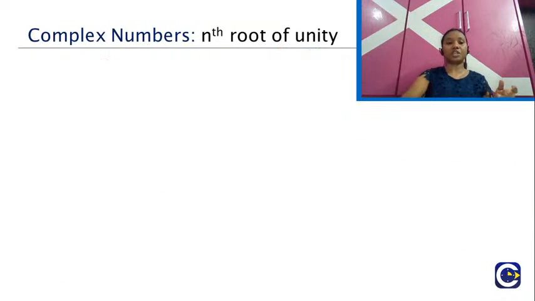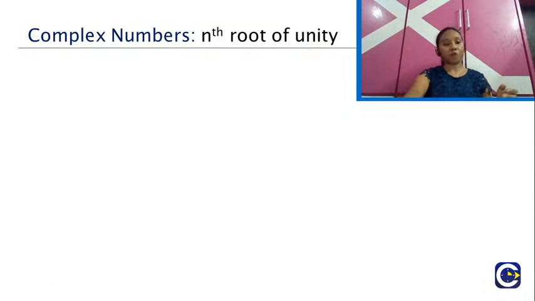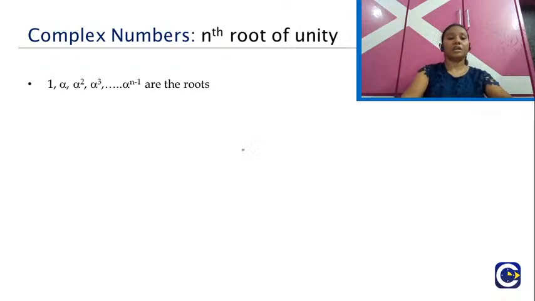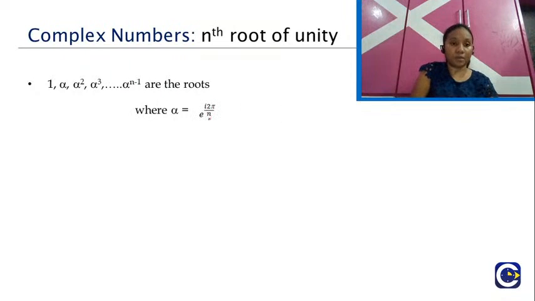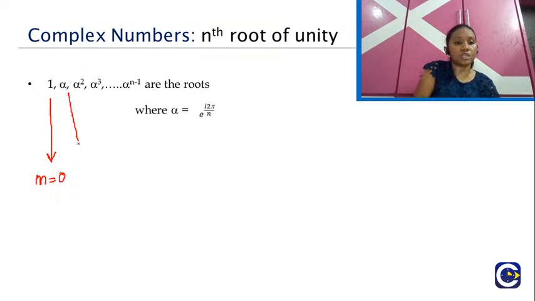So as I mentioned here, we are going to have some properties. Before getting into the properties, let's have a quick overview. What are our nth roots of unity here? Alpha, alpha square, alpha cube and so on, alpha power n minus 1. These are my roots, where alpha is equal to e power i 2 pi by n. This root will be coming when my m value is equal to 1, and so on until m equal to n minus 1.